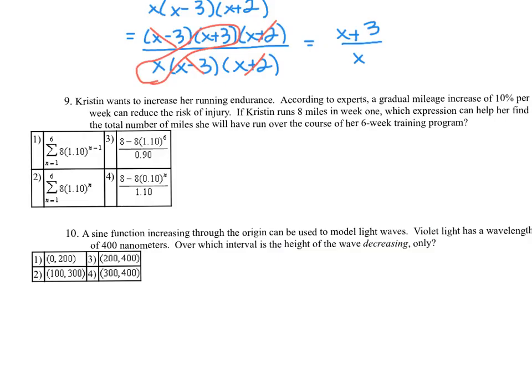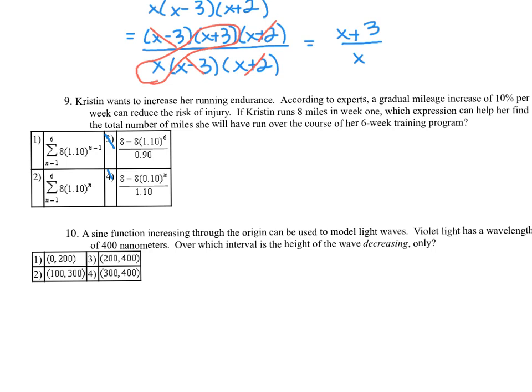For number 9, they're asking for total number of miles. So we could either use our summation symbols here, or we could use the sum formula. So let me just quickly explain to you why the sum formula, choice 3 and 4, we're actually going to say are not options.